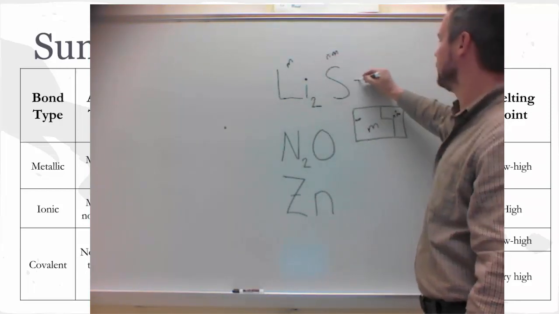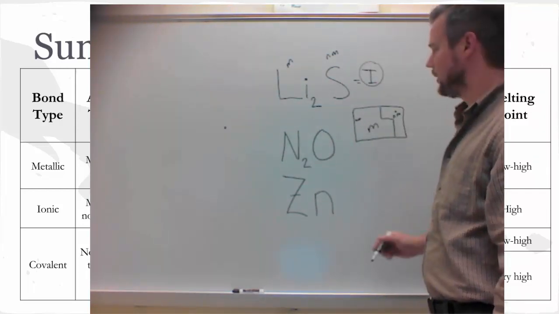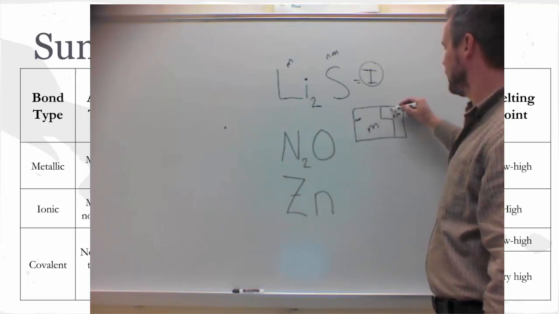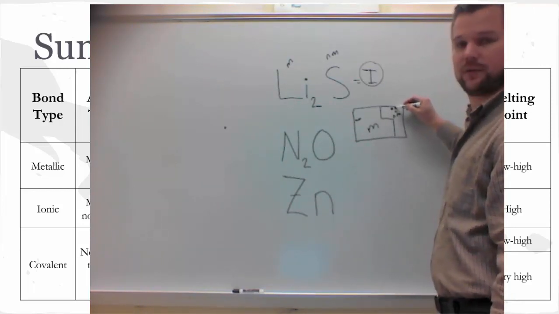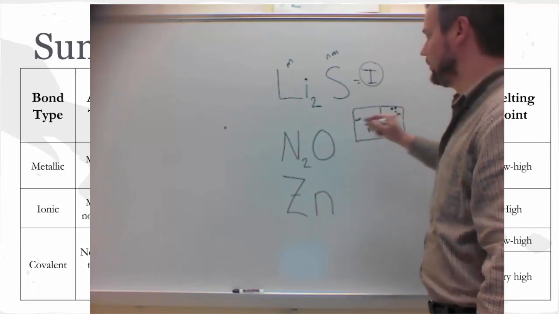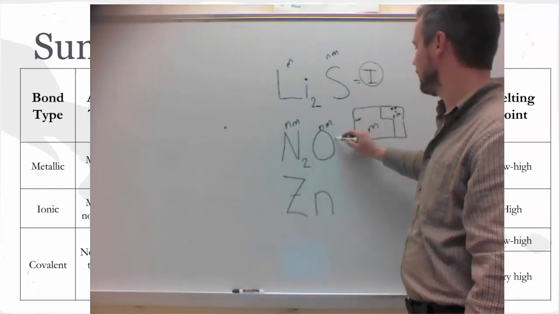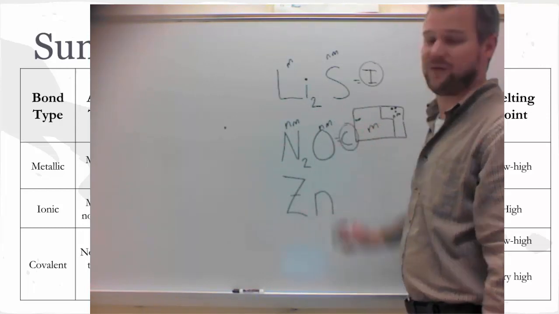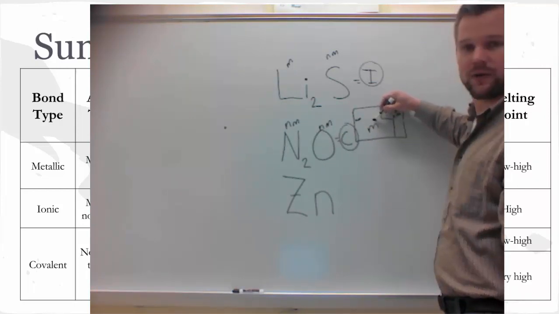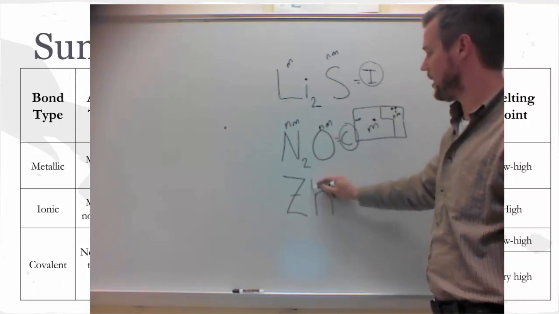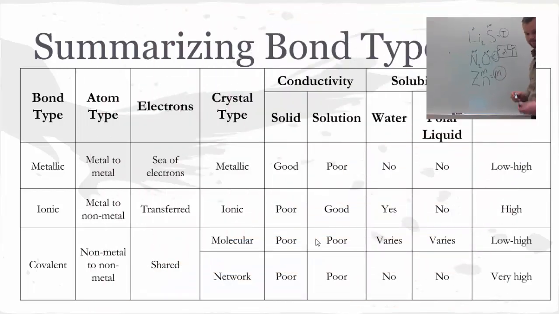Metal to a nonmetal, that's an ionic bond. Nitrogen lives over here, and oxygen lives over here. Both of those are nonmetals, nonmetal to a nonmetal equals covalent bond. Zinc lives over in this region, so zinc is a metal. That's equal to a metallic bond.